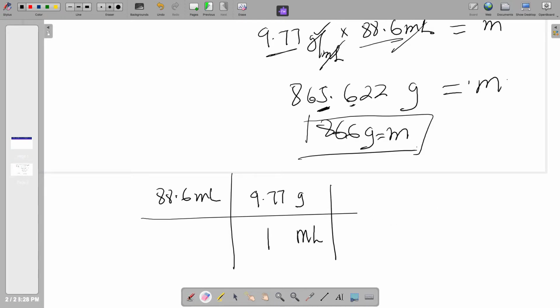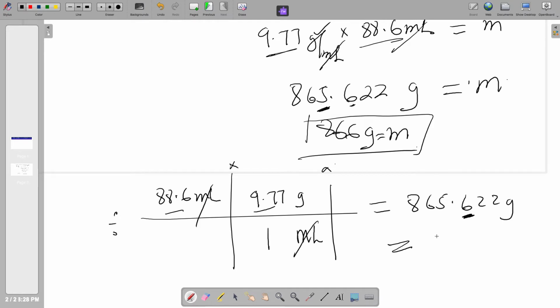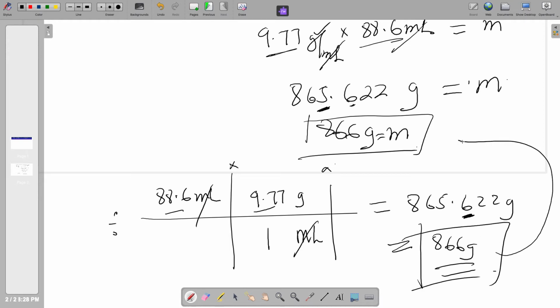As you've seen, the horizontal line just means division, and the vertical lines mean multiplication. So that means 88.6 mL divided by 1 mL. The mL will cancel mL. Basically, we are just multiplying our 88.6 by 9.77, just like we saw earlier. And once we do, we're going to get 865.622 grams. Again, we have to put it to the right significant figures since our least is 3. So we round the 6 up to 1, then add it to the 5. This gives us 866 grams. So our mass is 866 grams, similar to what we got earlier.